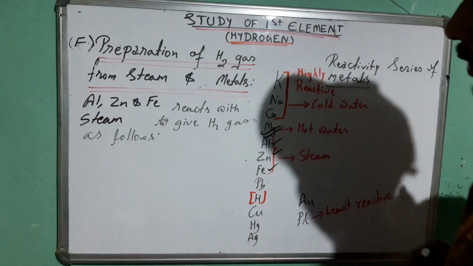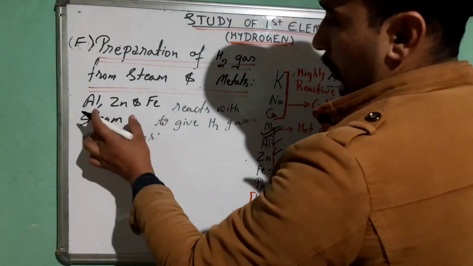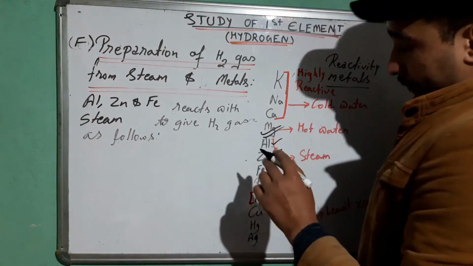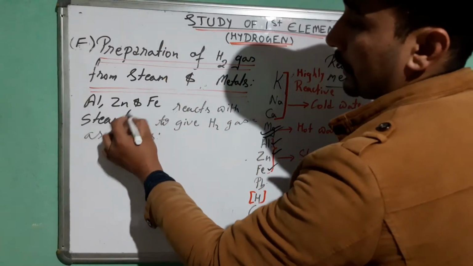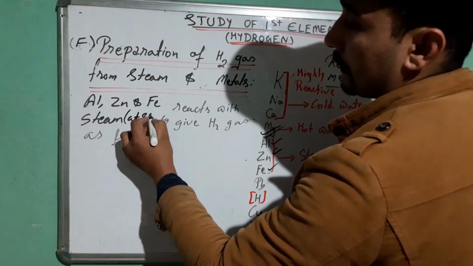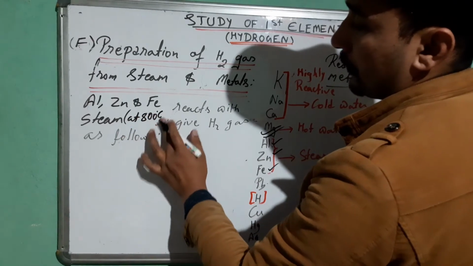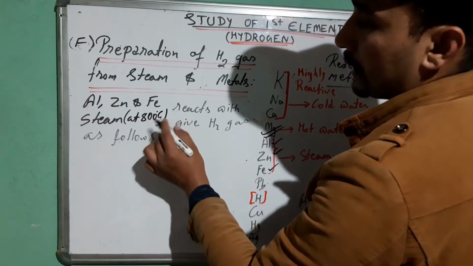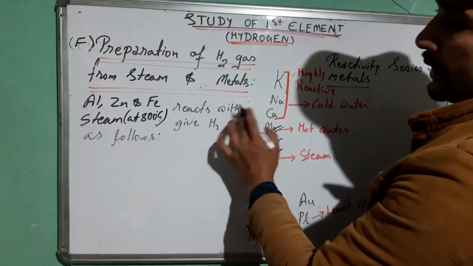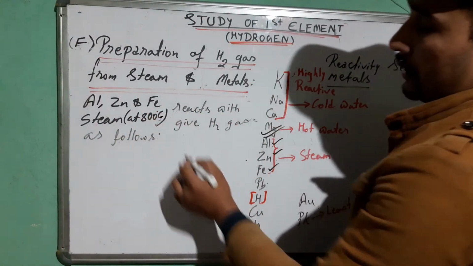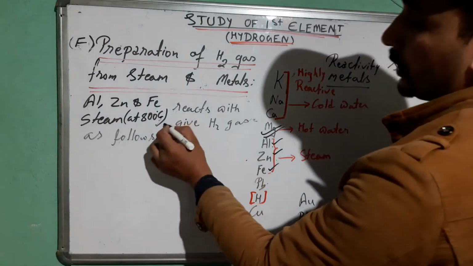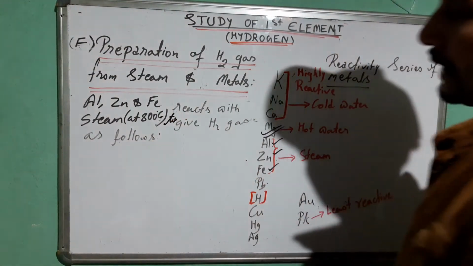Steam means extremely hot water in the form of vapor. So nearly 800 degrees Celsius. Zinc, aluminum and iron react with steam at 800 degrees Celsius. This is the approximate temperature to give hydrogen gas as follows.